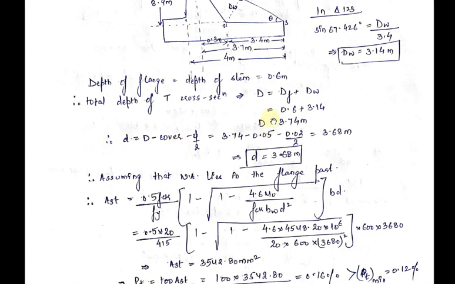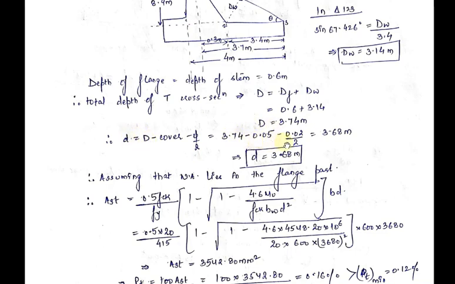After getting the total depth, suppose we are providing 20 mm dia bars and we are taking nominal cover as 50 mm. So the effective depth will be, if I subtract the nominal cover and dia by 2 from the total depth, I will get the effective depth.